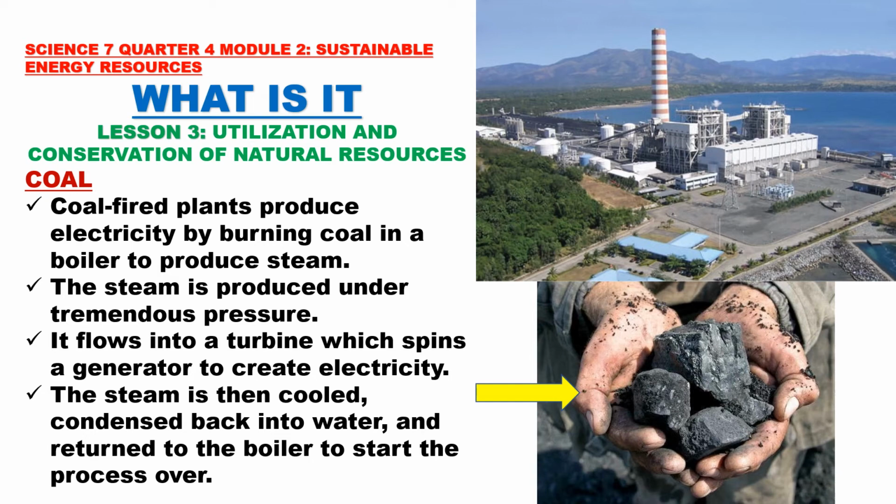Coal-fired plants produce electricity by burning coal in a boiler to produce steam. The steam is produced under tremendous pressure. It flows into a turbine which spins a generator to create electricity. The steam is then cooled, condensed back into water, and returned to the boiler to start the process over.